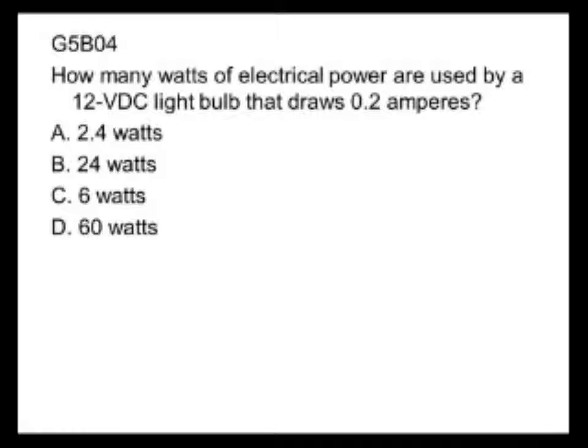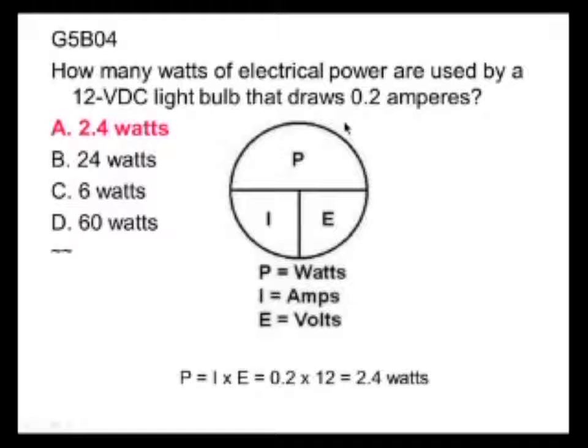How many watts of electrical power are used by a 12-volt DC light bulb that draws 0.2 of an amp? It's 2.4 watts, and here you can use just this single formula. The power is the current times the voltage, or the 0.2 amps times the 12 volts is 2.4 watts. So to find power, we multiply the ones that are uncovered there, I times E.